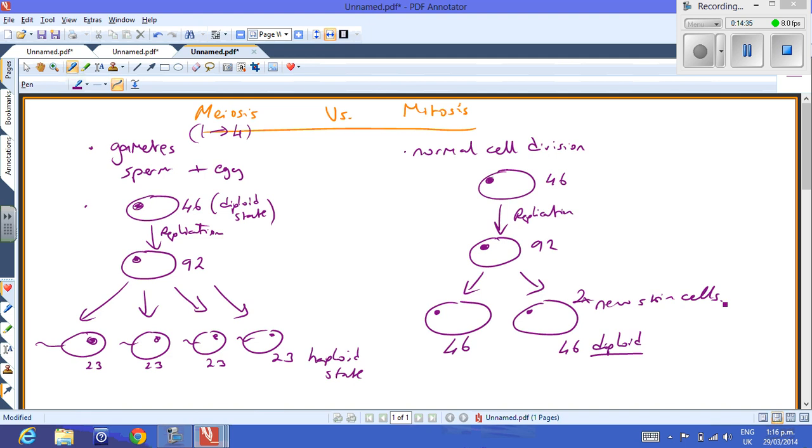Okay, so that's the main difference between mitosis and meiosis. From meiosis, from one cell you get 4. From mitosis, from one cell you get just 2 new cells. And then in class I said just remember T for 2, so therefore you can't mix up mitosis and meiosis.